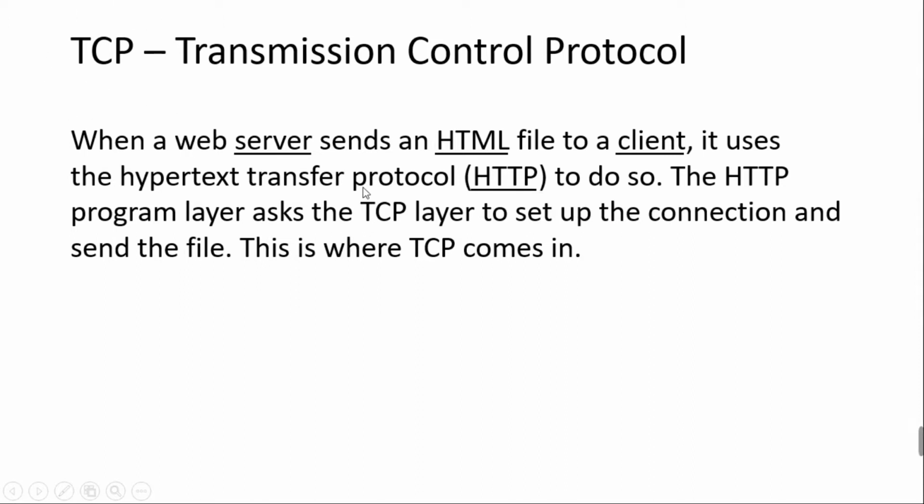Basically, TCP creates the underlying connection of HTTP, which helps HTTP pass the content from the server to the user. This is how TCP works: the HTTP program layer asks the TCP layer to set up the connection and send the file. So TCP works as the underlying connection which helps HTTP to request and send the file between server and user.